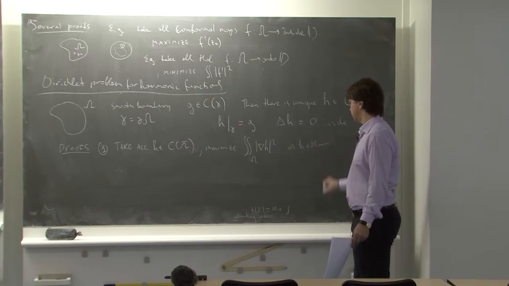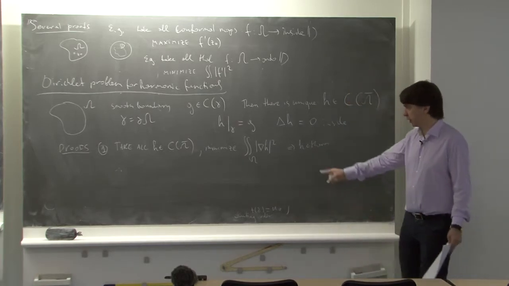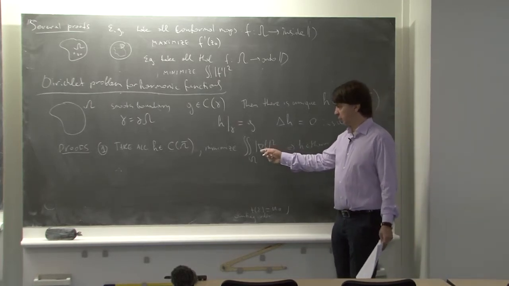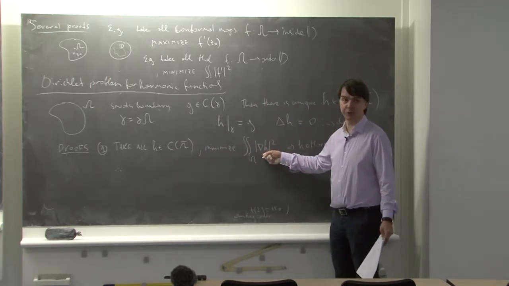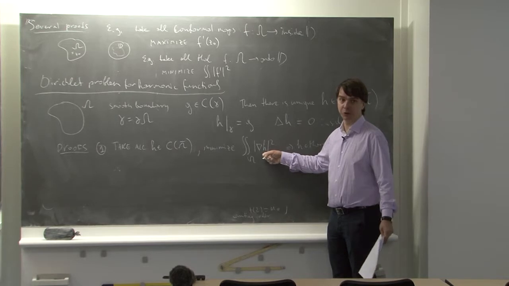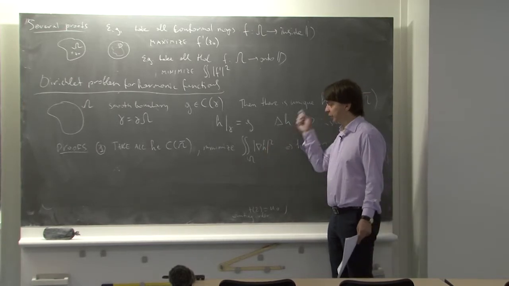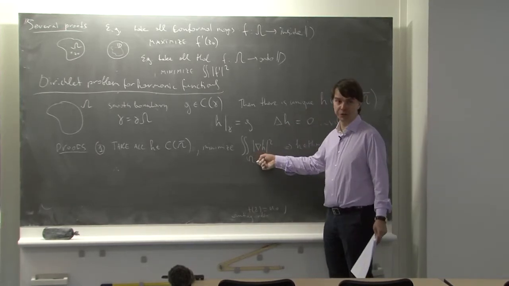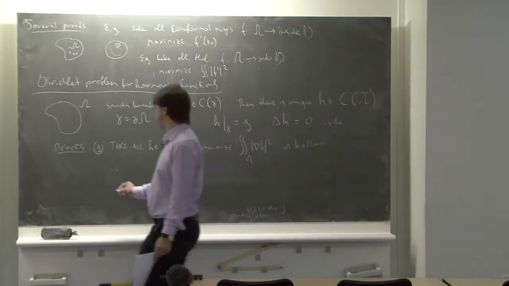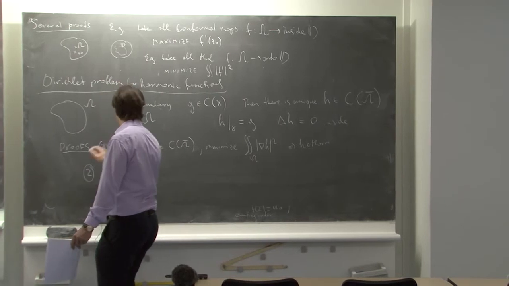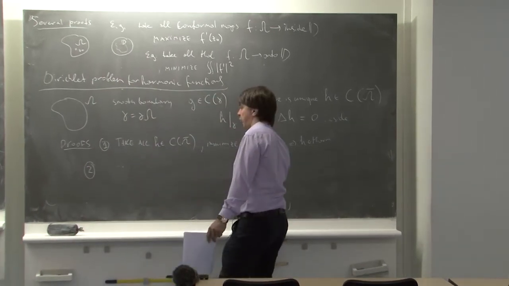I'm a bit unrigorous here because, well, for an arbitrary function h, this might not be defined or might be infinite. You might have no derivatives. So I sort of indirectly imply that such functions with this finite energy exist. And then there is a probabilistic way to do it. The probabilistic way to do it is the following.